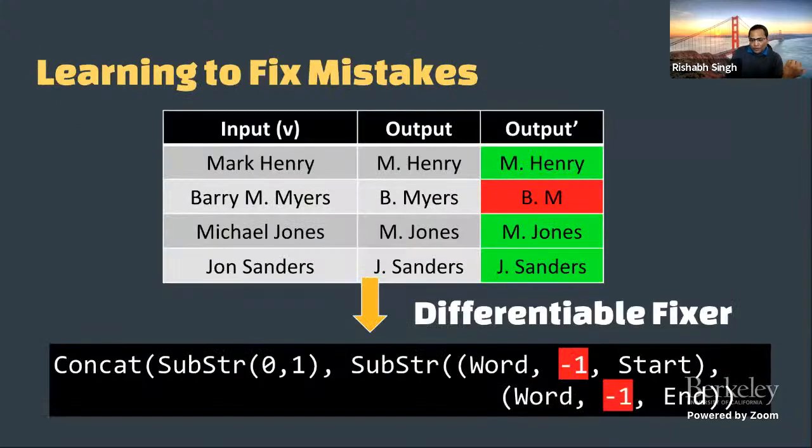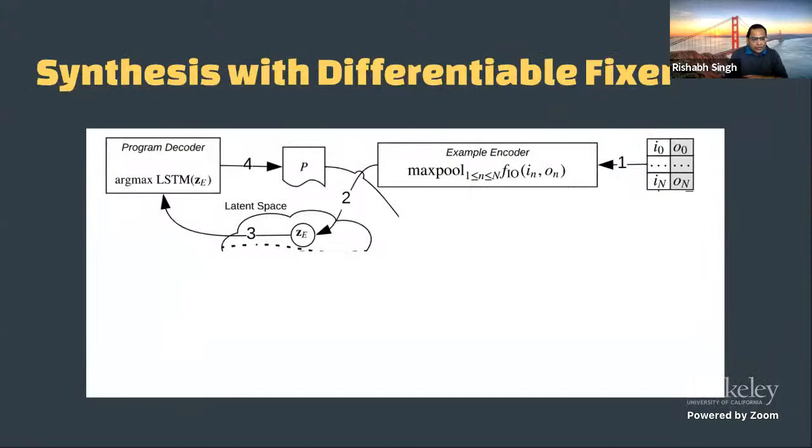So in this case, what would happen is we would feed these examples and the original program to a differentiable fixer, and it would then say that rather than using second word, I have to use last word to fix this mistake. And in terms of architecture, it's similar to RobustFill in the sense we start with some encoding of the examples.